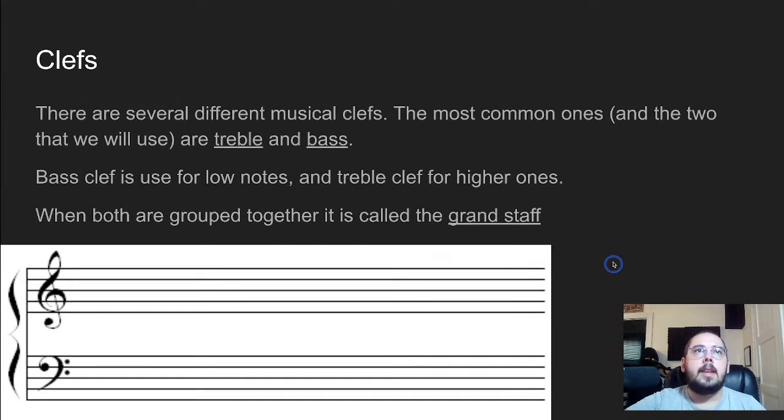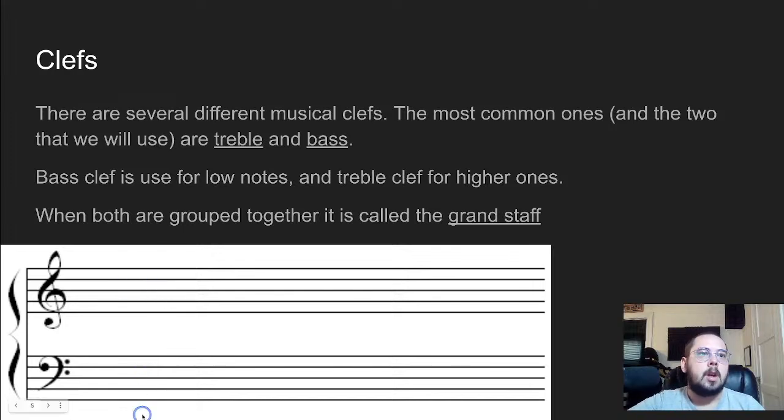A clef is a symbol that goes on the musical staff that tells us what each line and space is in terms of pitch. There are many, many different kinds, and I'm not going to get into all of them, but the two nowadays, and the ones that I'm going to be using in this class almost exclusively, if I can help it, are the treble and bass clef. Bass clef is used for lower notes. Treble clef is used for higher notes.